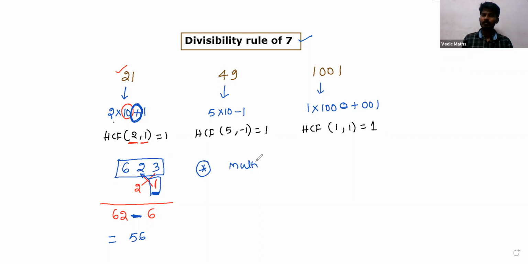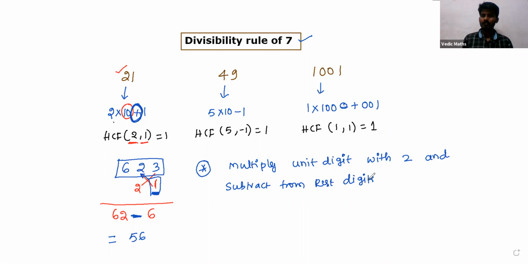Multiply the unit digit with 2 and subtract from the rest of the digits or number. Yes, the same thing I did, you can see here. 2 is multiplied with 3 and I got 6, and it is exactly subtracted from the rest of the digits. Yes or no? So this is a very important observation.